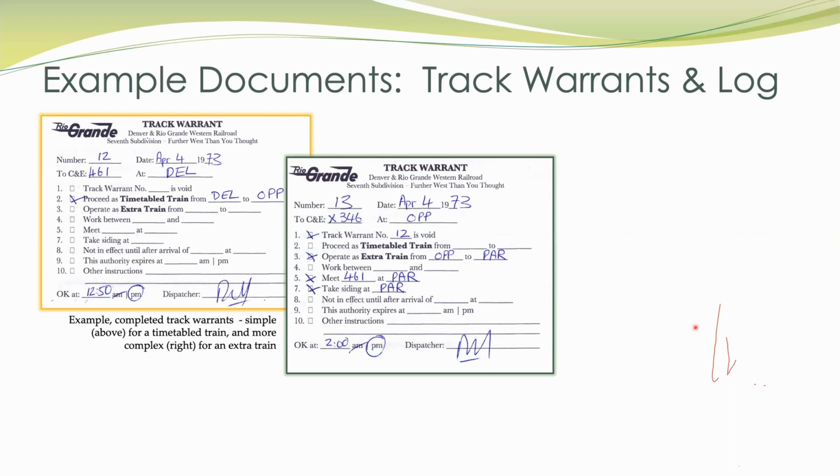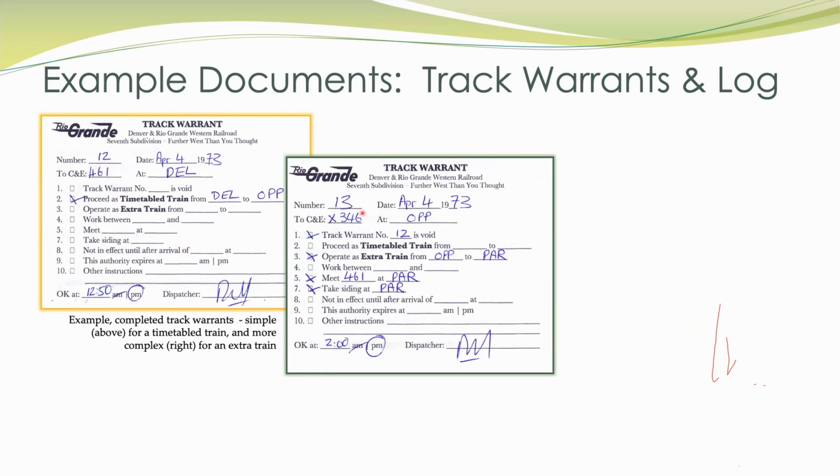So here's one of those track warrants filled in. It's sequence number 12 on a particular date. The conductor and engineer of train number 461 at Delta proceed as a timetable train from Delta to Opportunity. That's it. Give that to the crew and they can run according to timetable. That's really very similar to just giving a timetable train a clearance form A in the TT&TO system and off they go, but none of those extra bits of paper.